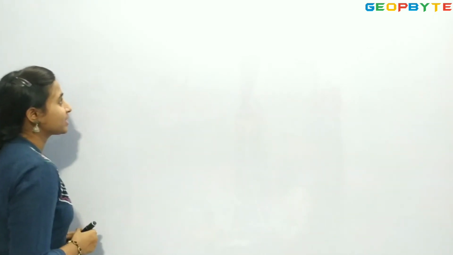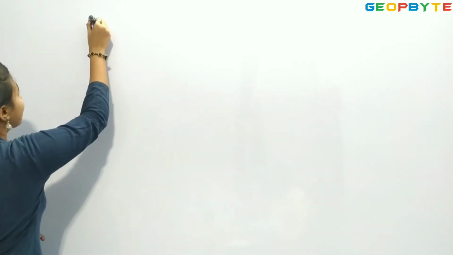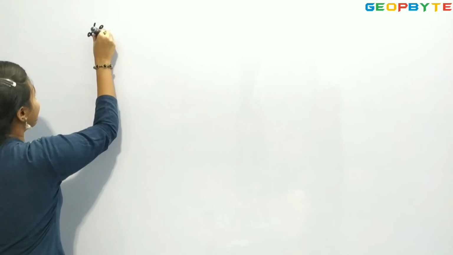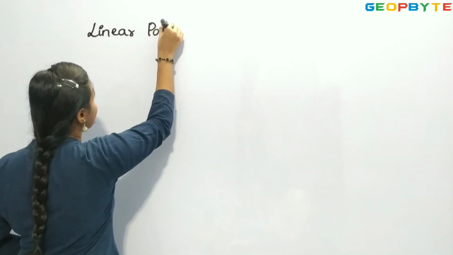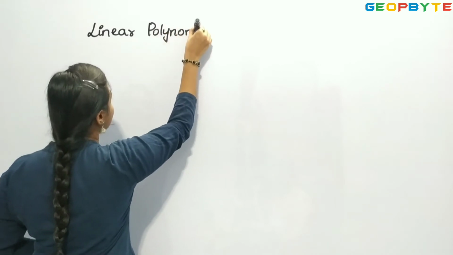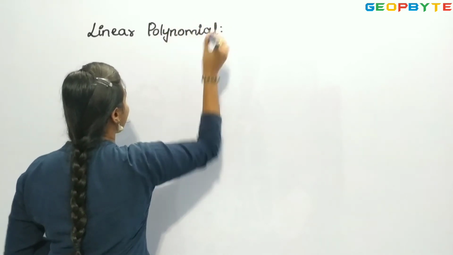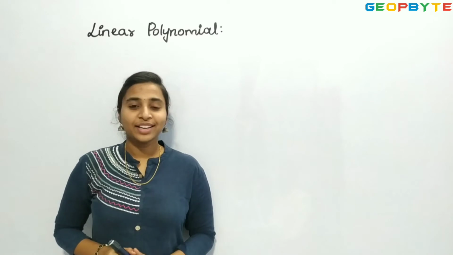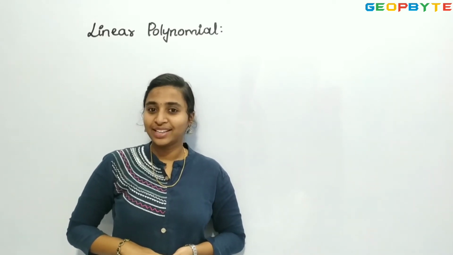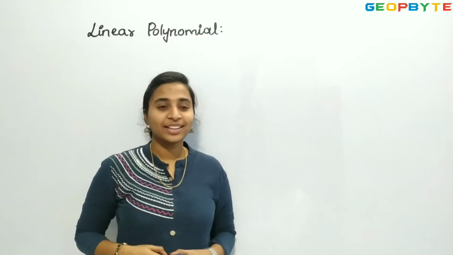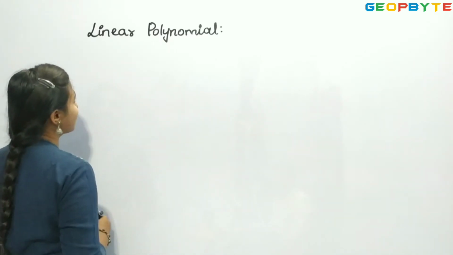Now let us see types of polynomials. The first one will be linear polynomial. Right? Linear polynomial is nothing but a polynomial having degree 1. Let me take some examples.